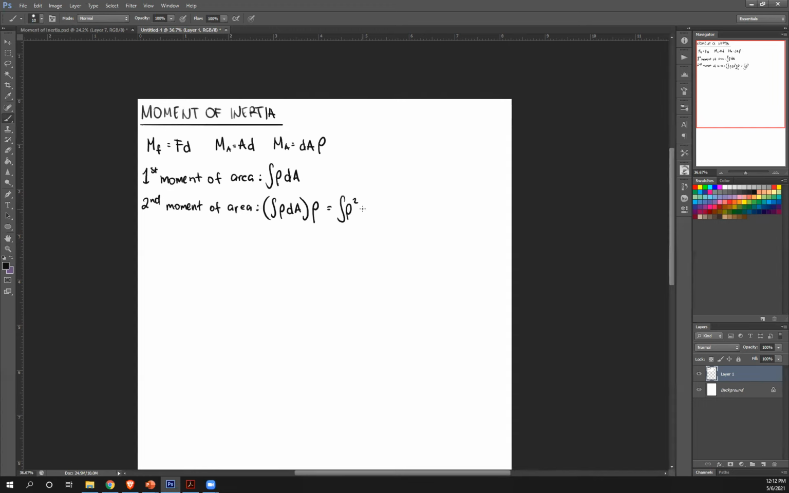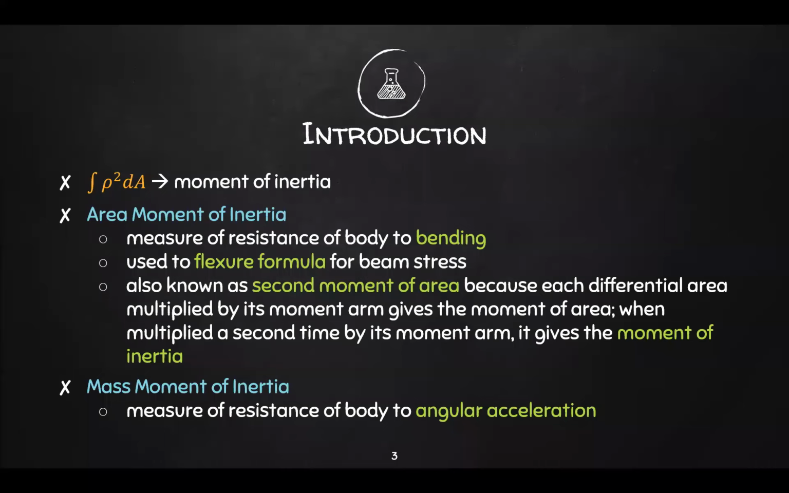So integral of rho squared dA. And this expression, as I've stated in the first slide, is your moment of inertia. So that is also your moment of inertia, integral of rho squared dA. So don't get confused whenever you encounter the term moment of inertia and it's speaking about a different thing. Or when you encounter the term second moment of area, that is also equal to the moment of inertia when it comes to area. Okay? So that is your area moment of inertia.